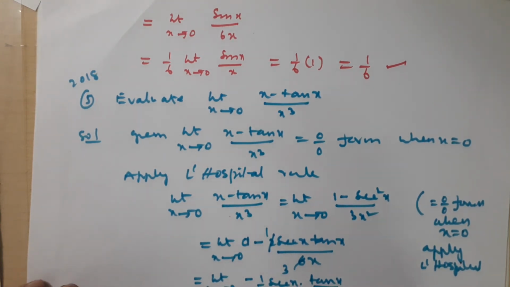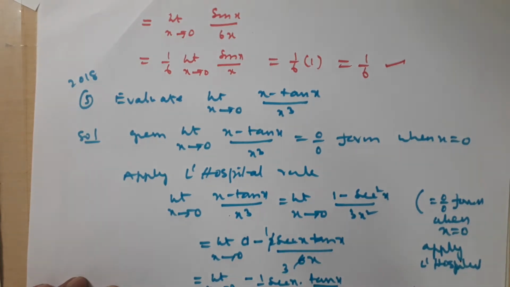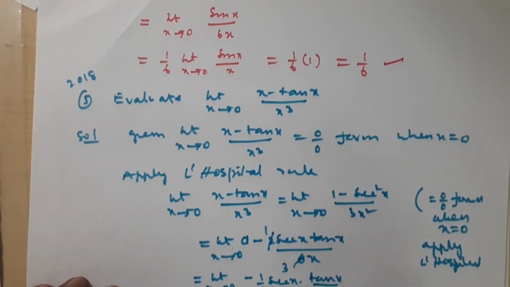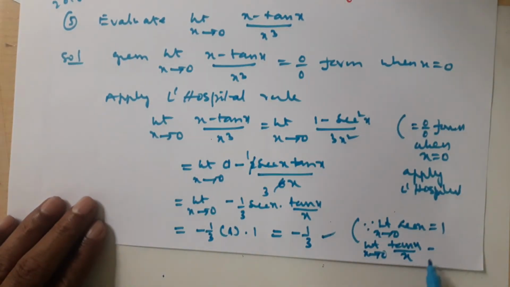Since limit x tends to 0, secant x is equal to 1, and limit x tends to 0, tan x by x is equal to 1. So that was the sixth problem.